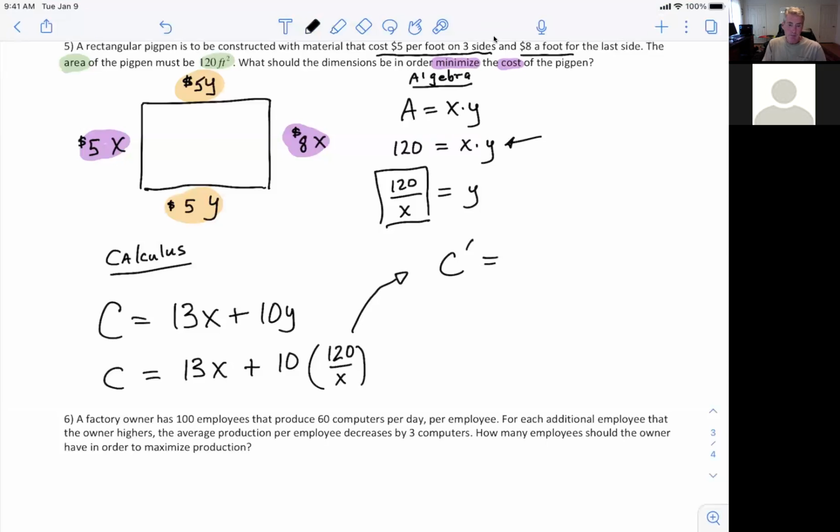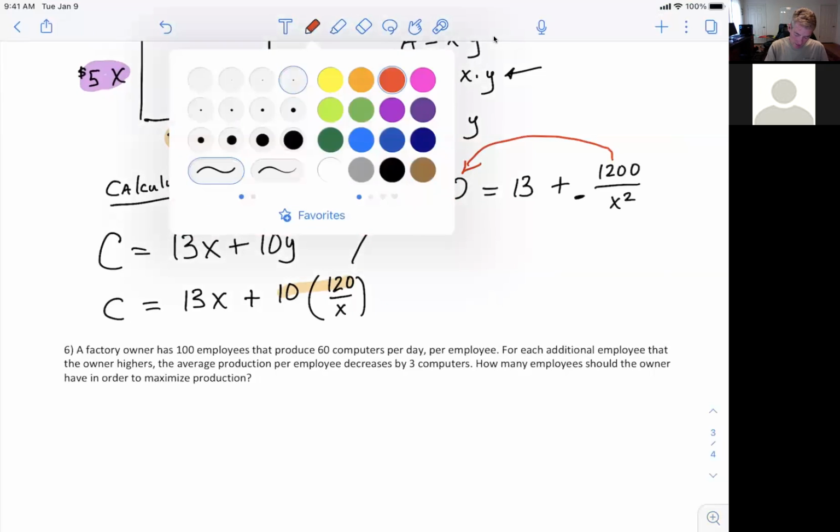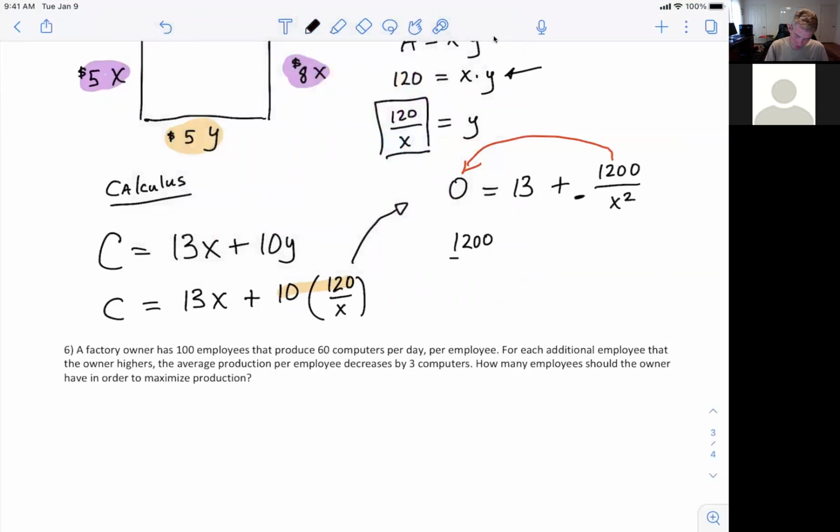And then take the derivative of that function. So the derivative of 13x is just going to be 13. And then 10 times 120, that will be 120 with an extra 0. And then the derivative of the 1 over x would be negative 1 over x squared. So negative over x squared. And then set the derivative equal to 0. And then take this negative fraction and move it to the left side. So it becomes a positive 1200 divided by x squared equals 13.